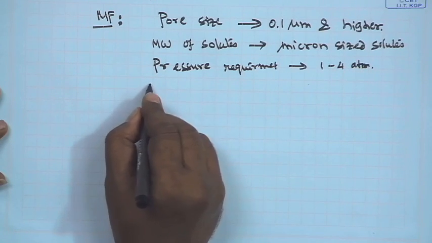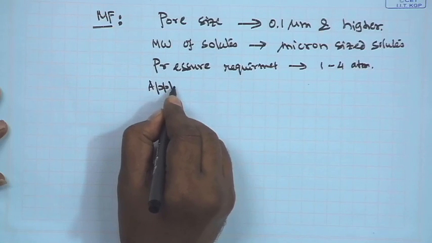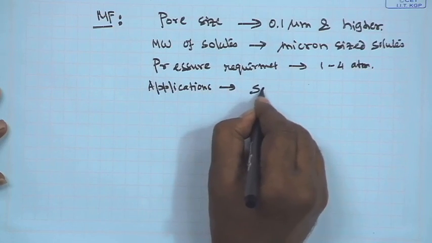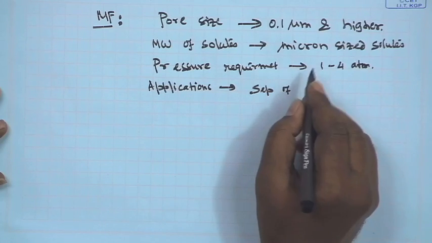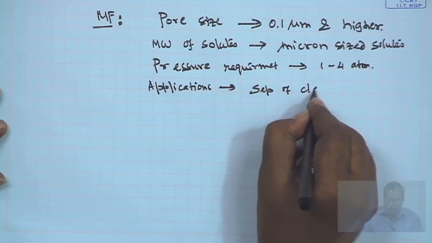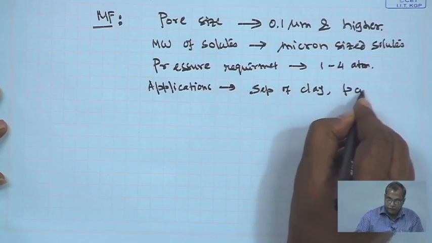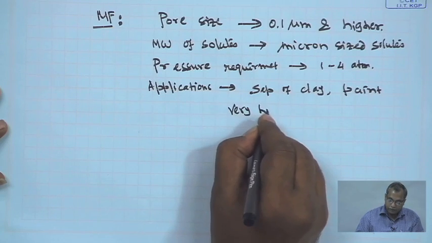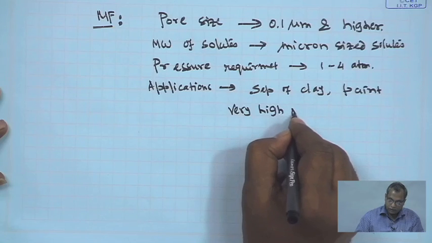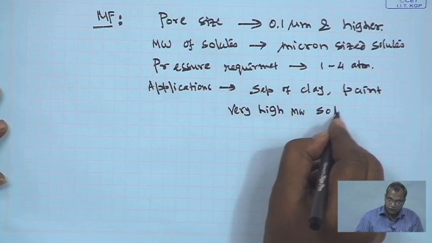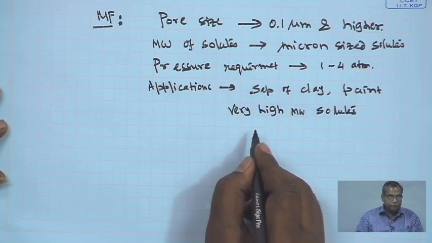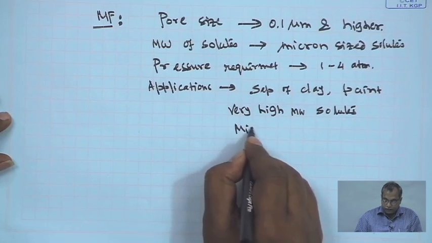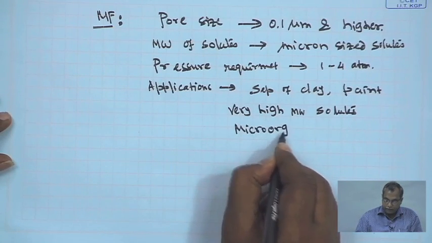And what are the various applications? Applications are separation of clay, paint, very high molecular weight solutes, and then microorganisms, they fall under the category of microorganisms like bacteria.